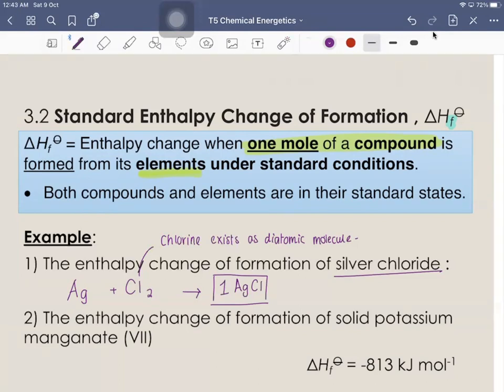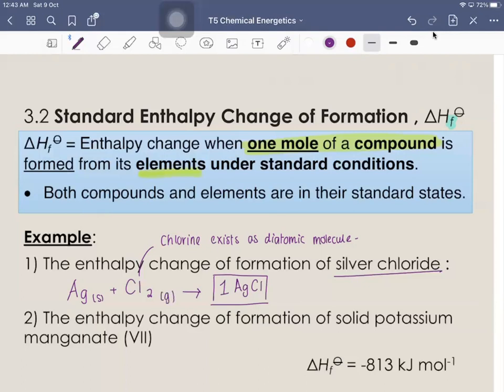Whereas silver exists as a giant metallic structure, and silver would be solid. The formula of silver is also just Ag. So the standard state is a solid because we know that silver is a metal. Chlorine, we know that chlorine is a gas.